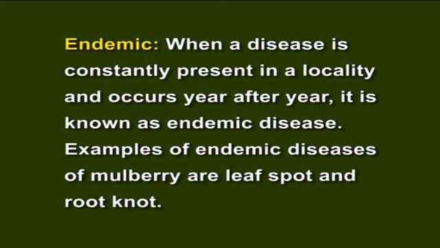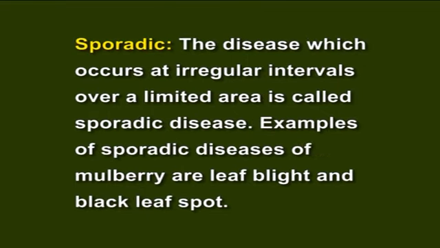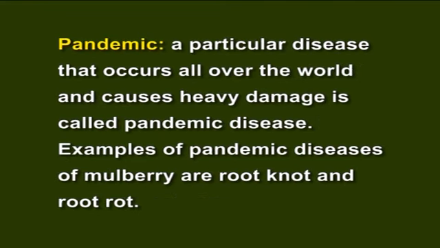Endemic: when a disease is constantly present in a locality and occurs year after year, it is known as endemic disease. Examples of endemic diseases of mulberry are leaf spot and root knot. Sporadic: the disease which occurs at irregular intervals over a limited area is called sporadic disease. Examples of sporadic diseases of mulberry are leaf blight and black leaf spot. Pandemic: a particular disease that occurs all over the world and causes heavy damage is called pandemic disease. Examples of pandemic diseases of mulberry are root knot and root rot.